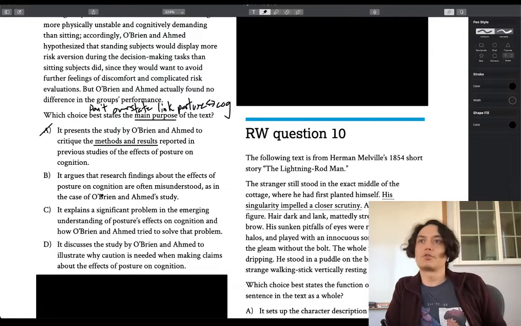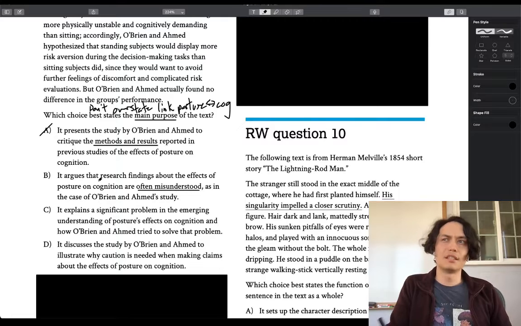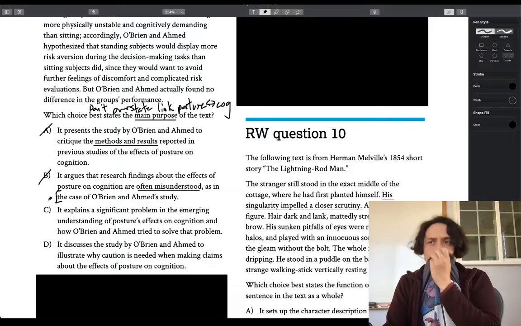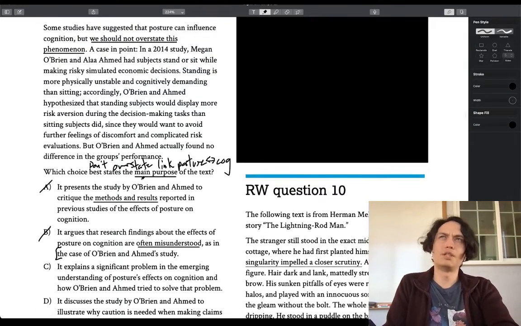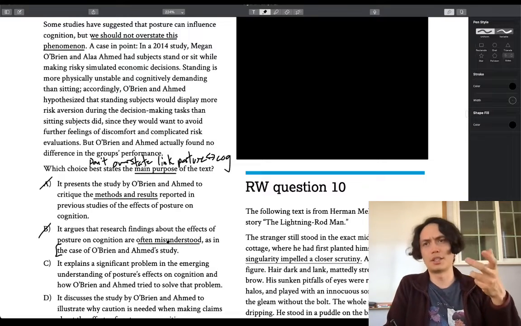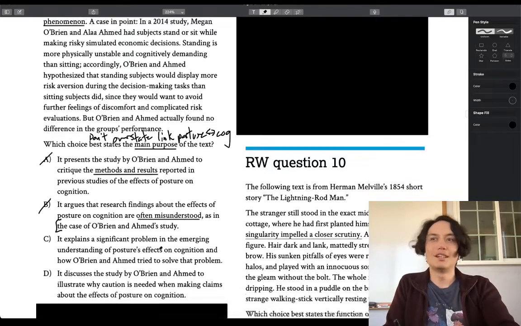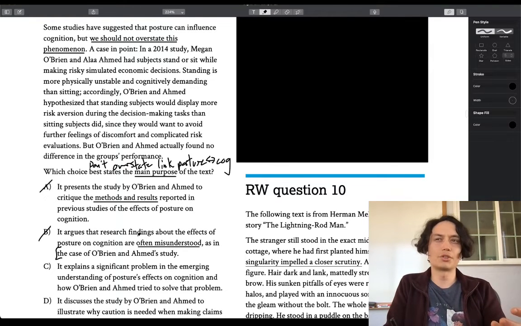All right, it argues that research findings about the effects of posture on cognition are often misunderstood, as in the case of O'Brien and Ahmed study. Well, that's not true. Okay, so close. This is overstating the purpose. It's not that they're misunderstood. It's more like that they're overstated. Literally overstated. That's different than misunderstanding. It's close though. Overstating results could come from a misunderstanding.